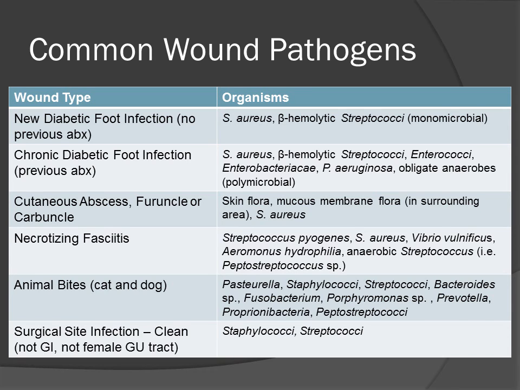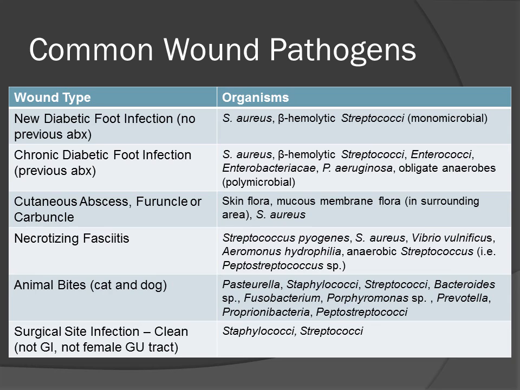Necrotizing fasciitis is a situation where it's very important to get antibiotics on board quickly and get them therapeutic quickly because this tends to be a very aggressive infection. It causes sloughing of the skin and soft tissue and can cause significant morbidity and mortality.